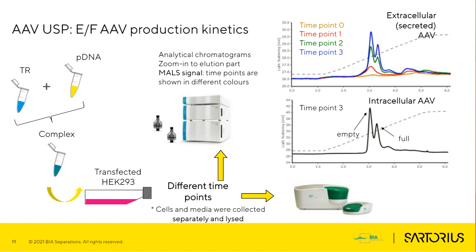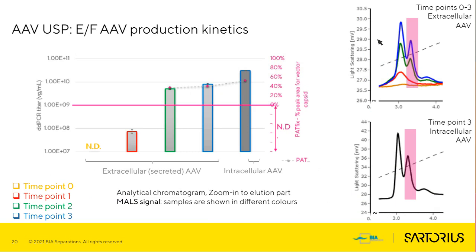When we tested the one which was still staying in cells, so the intracellular AAV, we saw a similar trend. So we see also higher percentage of empty compared to full, and this is the time point three, which corresponds here to the blue line on the upper graph. So how does this compare to our PCR data?